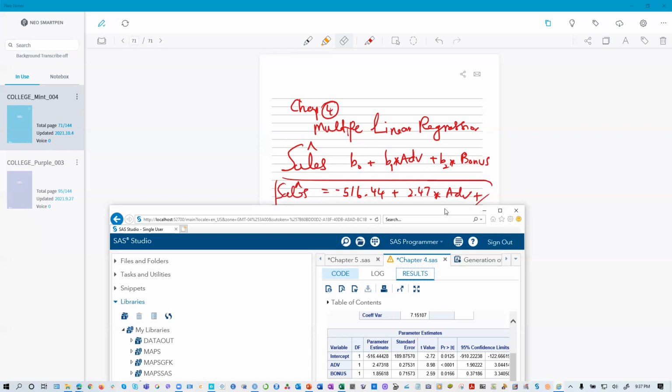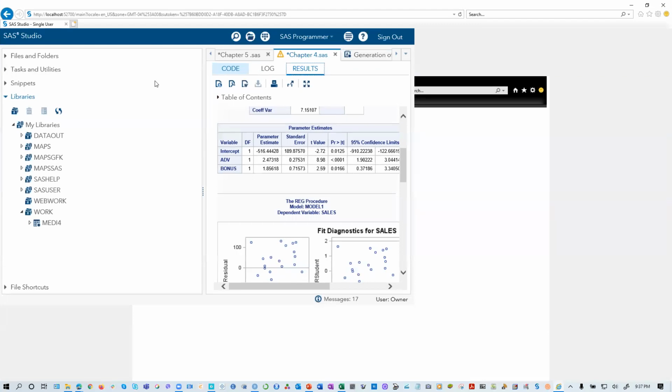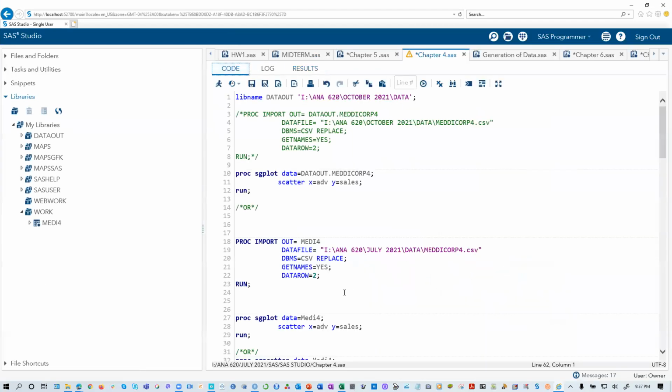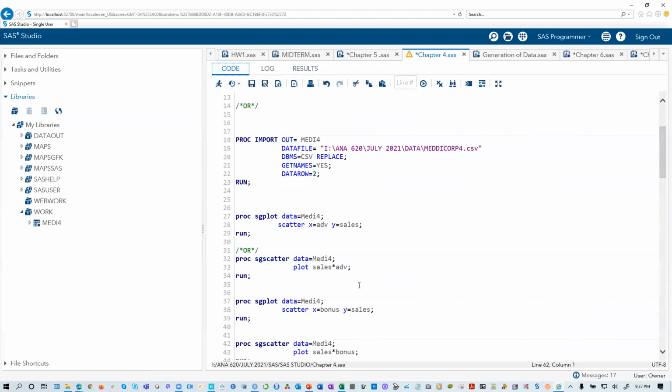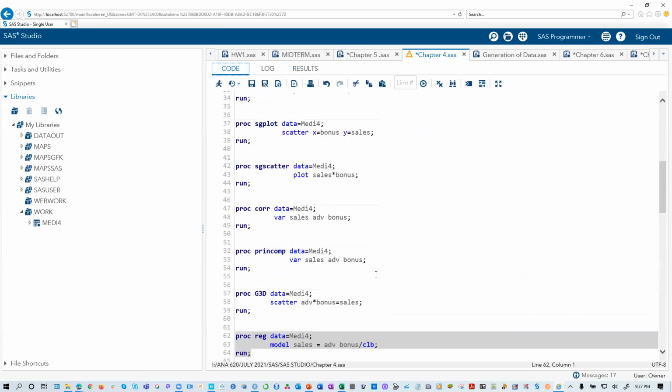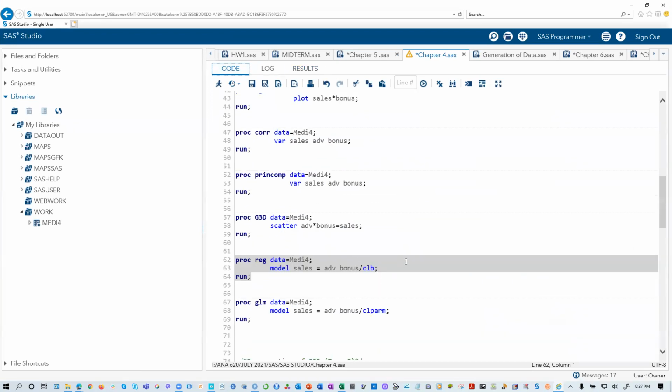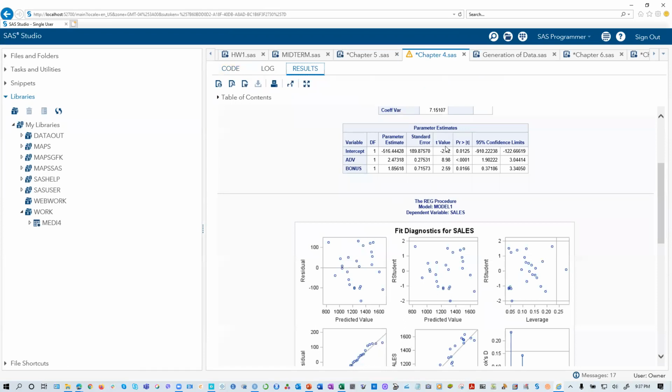There are confidence intervals being given because we told them to give us the interval. I need the CLB only for the time being. I need the CLM and CLI, but we are not focusing on that one for the time being. So see, I got those.